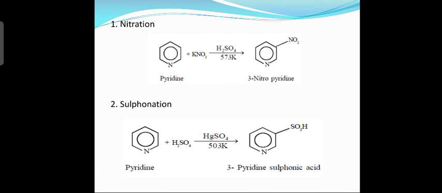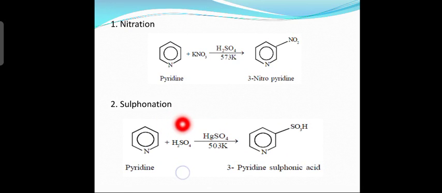Now pyridine undergoes nitration in the presence of sulfuric acid. You can see here, sulfuric acid heated to 573 Kelvin, and the other reactant is potassium nitrate. So pyridine reacts with potassium nitrate in the presence of sulfuric acid heated to 573 Kelvin, and 3-nitropyridine is obtained. Next is sulfonation.